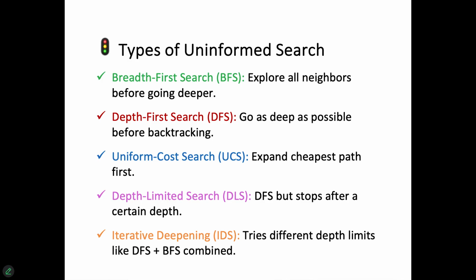And depth-first search is exactly the opposite. We go as deep as possible in one branch until we reach a dead end, that is, a node without any child, and then we have to go back. We also discussed uniform cost search, which is similar to breadth-first search, but the only difference is that in this case we also consider the cost of each path. So we choose a path based on the lowest cost. And then we also discussed depth limited search and iterative deepening search.